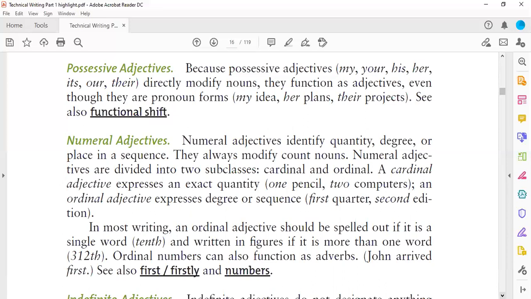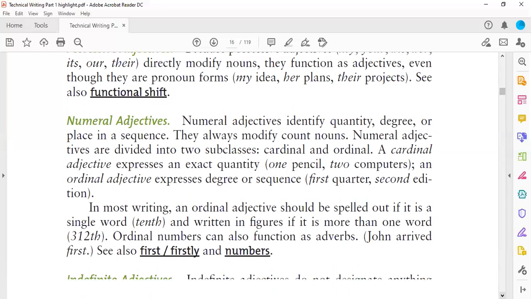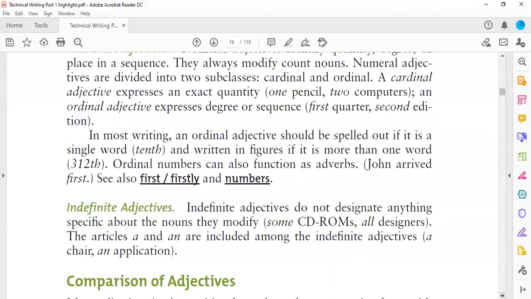Numeral adjectives has to do with numbers. Numeral adjectives identify quantity, degree, or place in a sequence. They always modify count nouns. And numeral adjectives are divided into subclasses, cardinal and ordinal. A cardinal adjective expresses an exact quantity: 1 pencil, 2 computers. An ordinal adjective expresses a degree or sequence: first quarter, second edition, etc.